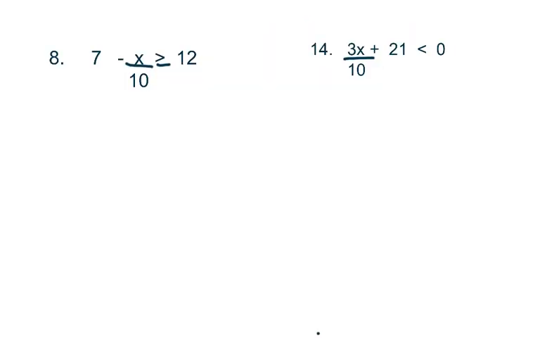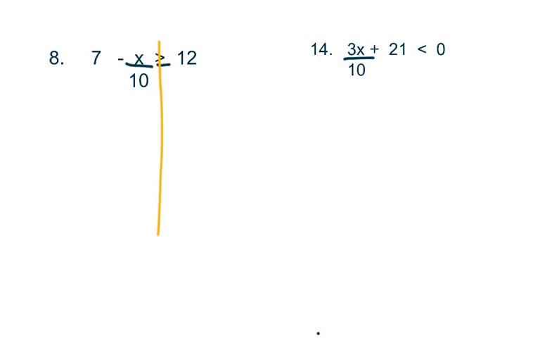Two more problems. Take a look at number 8. Number 8. So again, let me draw my line down my middle. Okay, so here I have 7 minus x over 10 is greater than or equal to 12. Again, I like to start away from my variable. I like to get everything away from the variable.